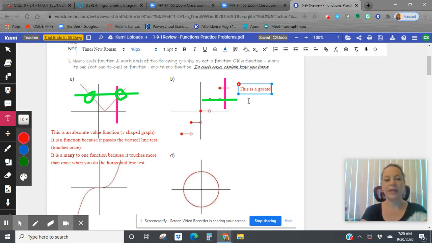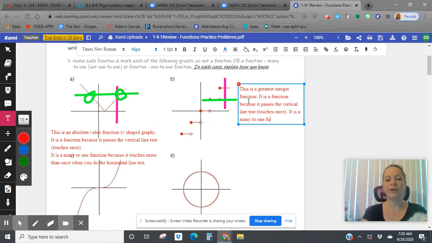This is a greatest integer function. It is a function because it passes the vertical line test. It is a many-to-one function because it touches many times on the horizontal line test.